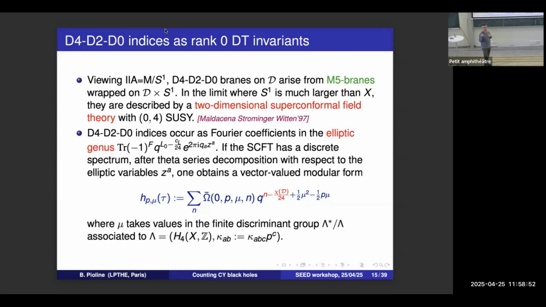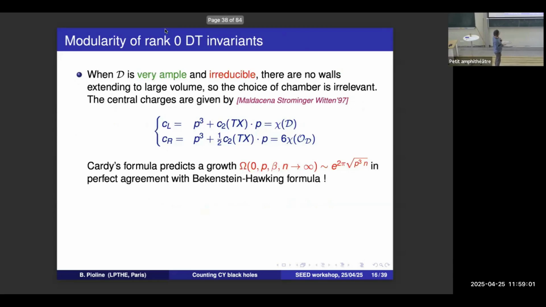But at the time, they did not know about wall crossing, and they did not specify what Z was here in particular. And so we need to refine this a little bit. But if the divisor has some nice properties like being very ample and irreducible, which means it cannot be written as a sum of effective divisors, then there are actually no walls which extend at large volume. So the choice of chamber is irrelevant. And you can compute the central charges, apply the Cardy formula, and get a precise match with the Bekenstein-Hawking entropy. So this was the big success.